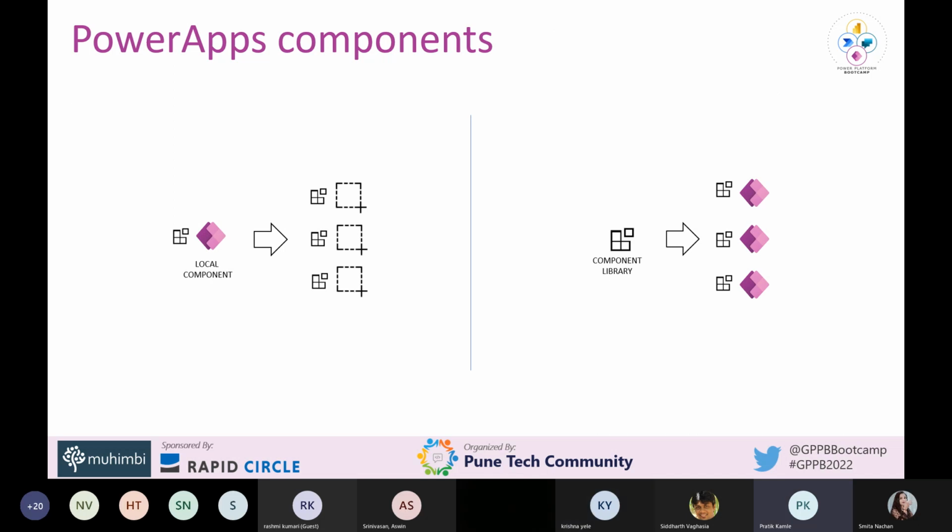Let's say we have a Power App and there is a component created in that app. That will be referred to as a local component, and we have multiple screens. What we can do with components is add the same component to multiple screens. And with a component library, since we may have multiple apps created, the component library helps us in sharing those components across all these multiple apps. So this is just a basic overview of these two ways of managing components.